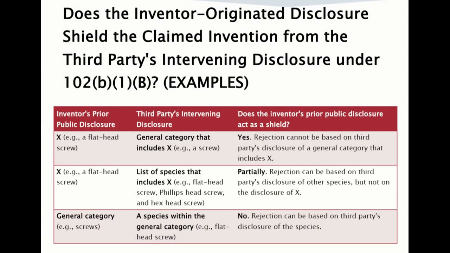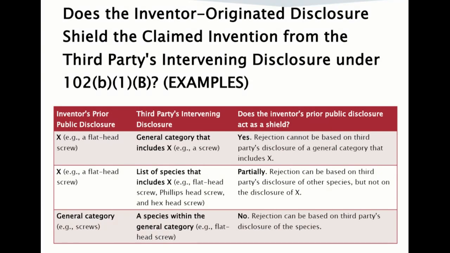In the second example, both the inventor and the third party have disclosed a flathead screw. The third party has disclosed some other kinds of screw as well. When considering whether the third party's disclosure of flathead screws can be used as prior art, we can answer yes to the question of whether the inventor had already publicly disclosed that subject matter. Thus, the shield partially applies, and no rejection can be made based on the disclosure of flathead screws. However, the inventor had not previously disclosed Phillips head screws or hex head screws. Therefore, if these disclosures by the third party are relevant to the claimed invention, they may be used as prior art.